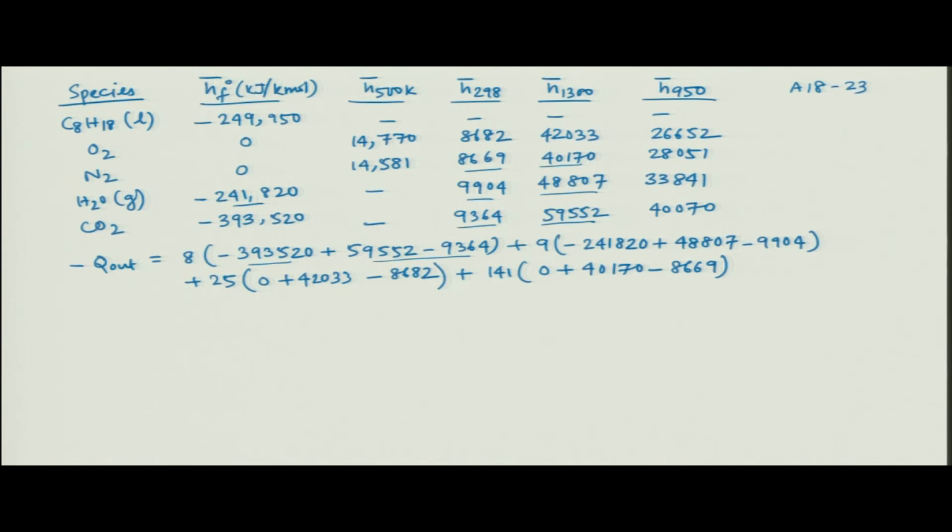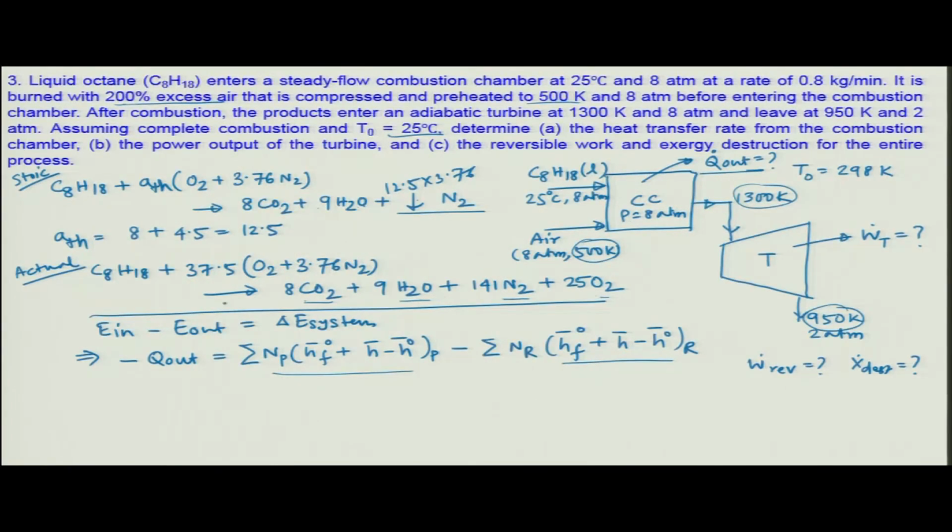Now, what about the enthalpy of the reactants? We have to now consider that. So, 1 mole of octane is coming in. Let us say 1 times enthalpy of formation is this much, and there is no sensible enthalpy because it is coming at 25 degree centigrade itself. Now, what about the other species? We have 37.5 moles of oxygen.